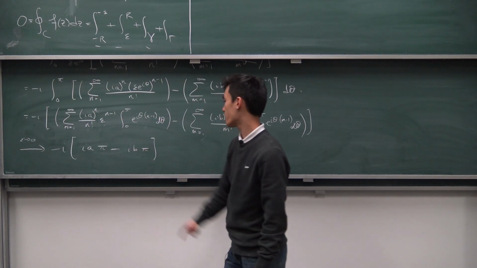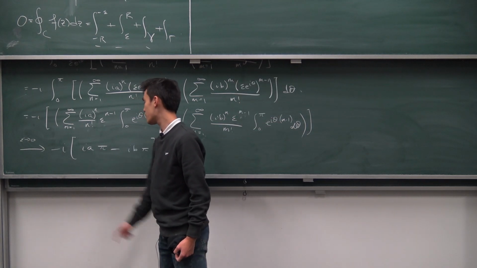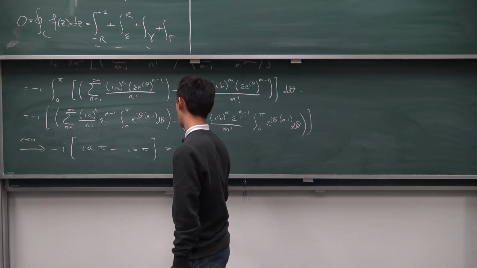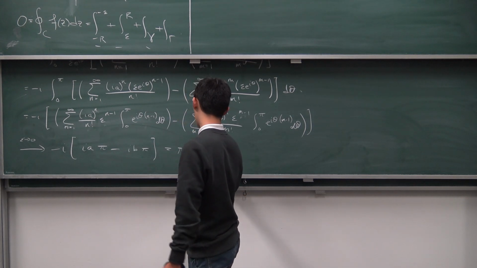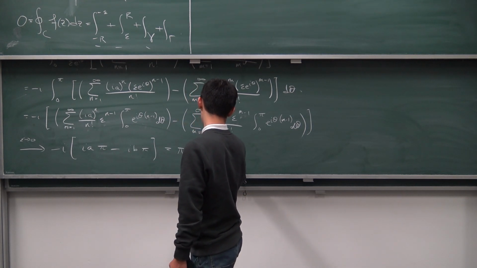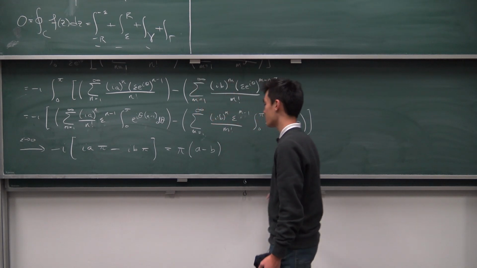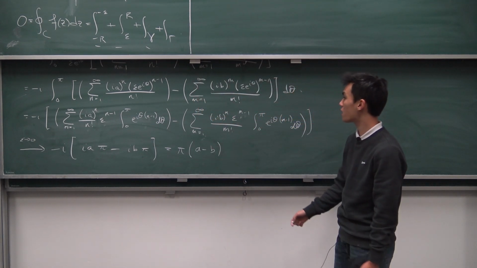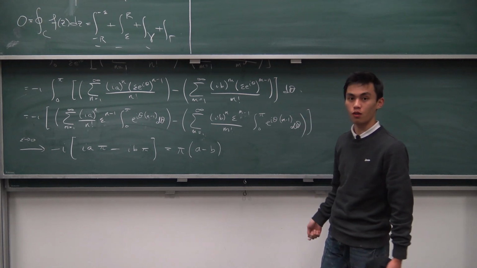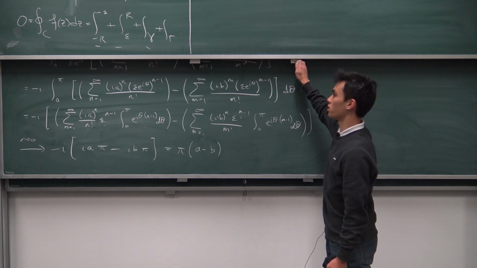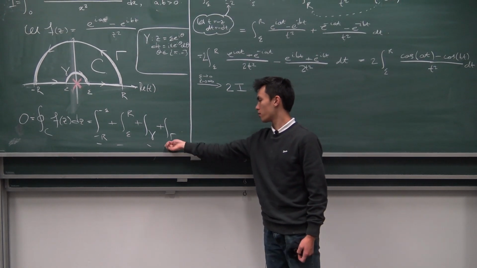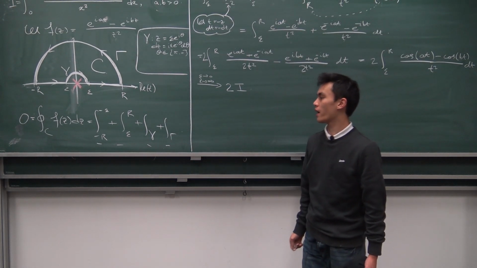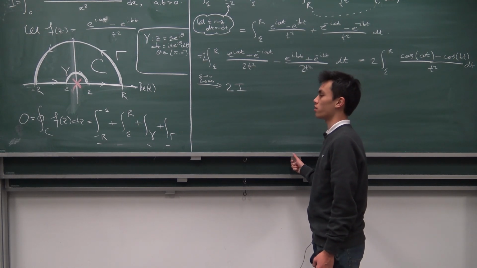We can factor out I times pi, and if you multiply by this negative I out the front, that's just going to be 1 times pi. So we have pi overall, and then a minus b. And that's basically it over there. So pi times a minus b, that is the integral over gamma as our epsilon approaches 0, which is really quite nice. So the final integral over big gamma, and this one's just going to go to 0.